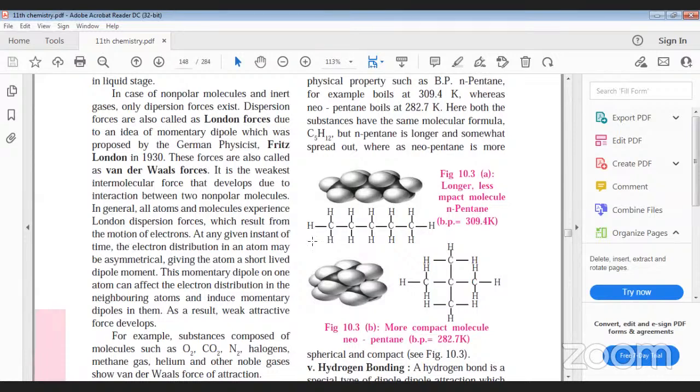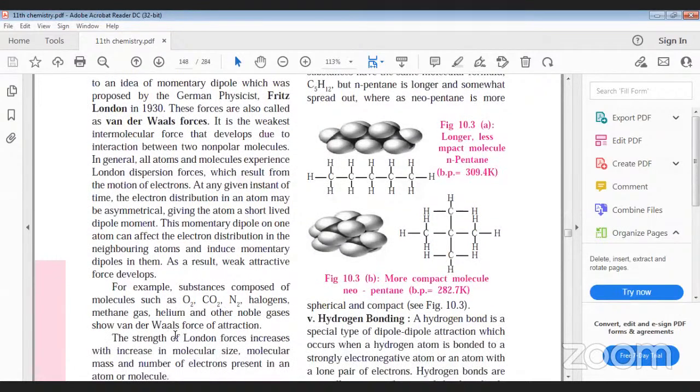When electrons move, they move circularly around the nucleus, and for a momentary period they develop a dipole, a plus and minus charge. This momentary dipole on one atom can affect the electron distribution in the neighboring atom and induce a momentary dipole in it. So for a short while, a momentary dipole is formed, and as a result a weak attractive force develops.